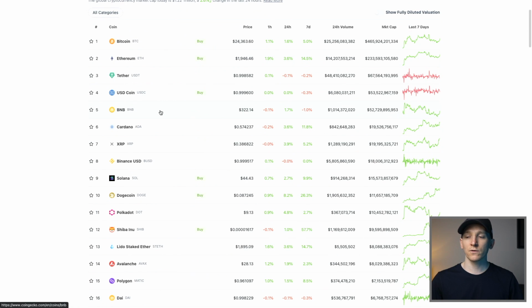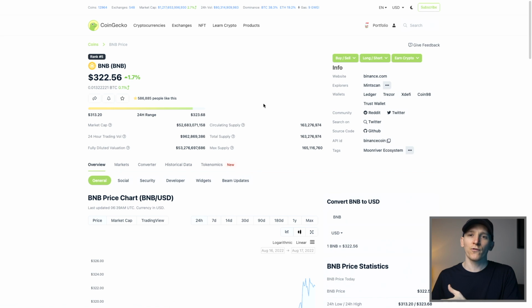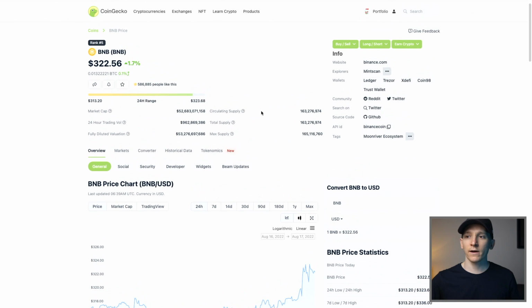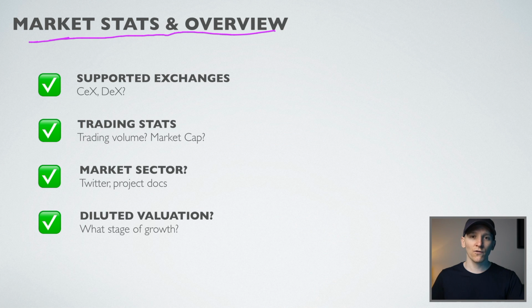The first thing we need to do, though, is obviously go and pick a cryptocurrency that we want to analyze. I'm going to choose BNB coin here, and you can see a dashboard full of trading and market information. This is the first thing I'll look at with any cryptocurrency to get an idea of, is this a big crypto? Do other people actually trade this thing, or is it just a joke? So that's the first thing.